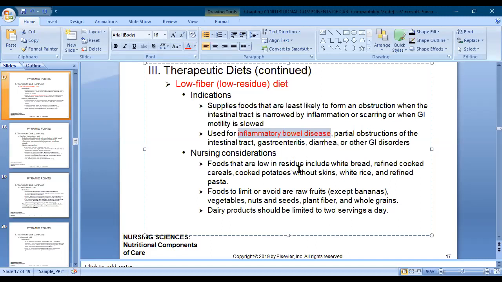Food that is low in residue includes bread, cooked cereal, cooked potato, right? Food to limit or avoid: raw fruits, and dairy products should be limited in servings per day. So for inflammatory bowel disease, gastropathy, gastroenteritis, diarrhea, we have to give them a low fiber containing diet. Another term for low fiber diet is low residue diet. Low residue diet. Don't miss this.